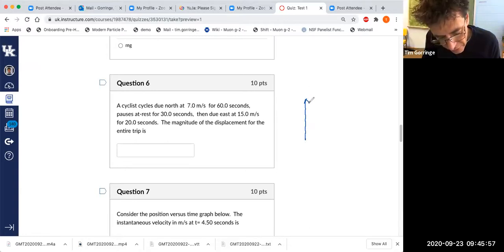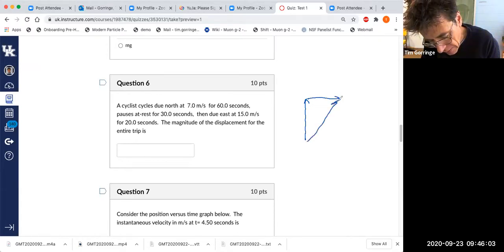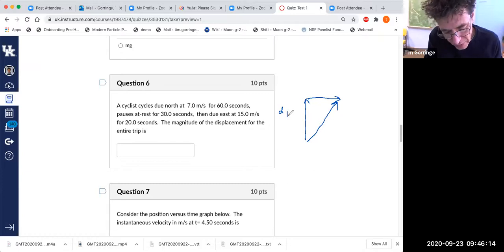Here's the cyclist traveling north. Here's the cyclist traveling east. Here's the displacement corresponding to the entire trip. Now, let's call this displacement for the first stage d1. Let's call this displacement for the second stage d2. And this displacement is d for the entire trip.